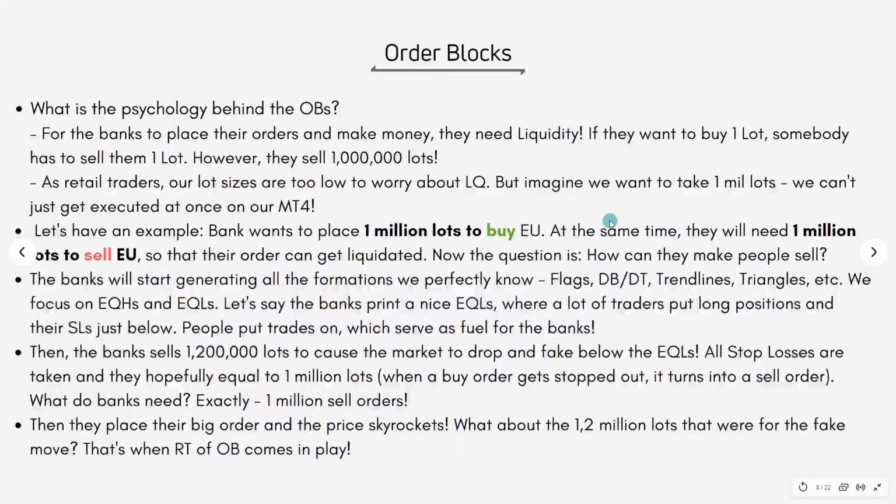So bear with me. If they want to buy one lot, somebody has to sell them one lot. I really hope all of you actually know this concept, because this is how it works. When you buy a position, there is always somebody else that is selling. So when you win a position, there will always be somebody else who is losing a position, right? Because there is a constant exchange of orders. And this is why the Forex market is the most liquid market, because it is the most traded one, right?